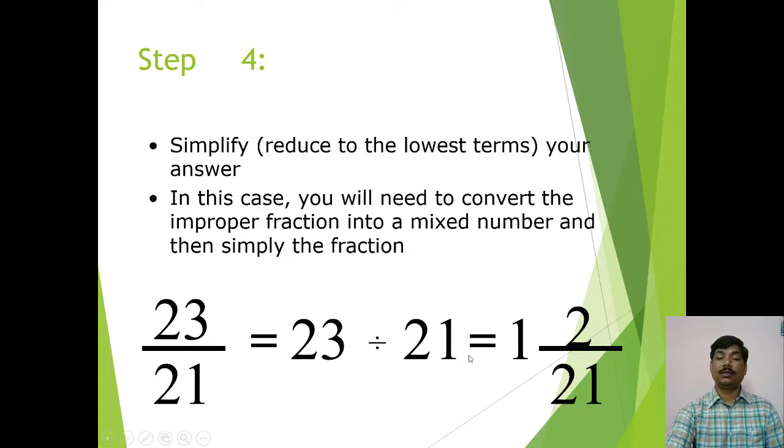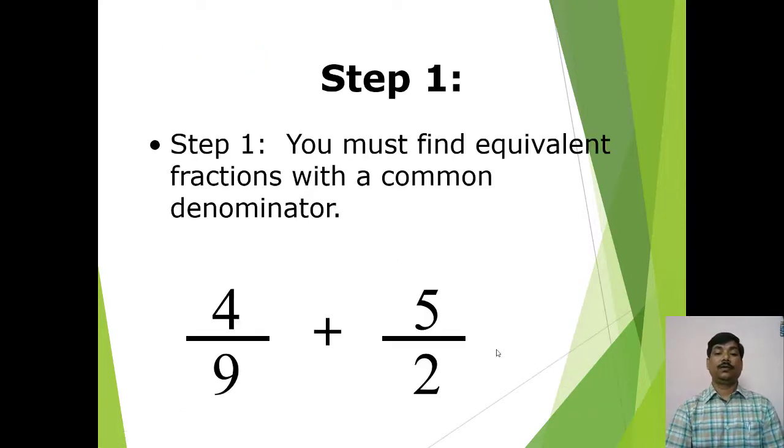23 divided by 21, we will get quotient 1 and remainder 2. So 1 whole 2 upon 21. This form will be the answer of your problem. Now we will take another example. In this example, we will add 4 upon 9 and 5 upon 2.